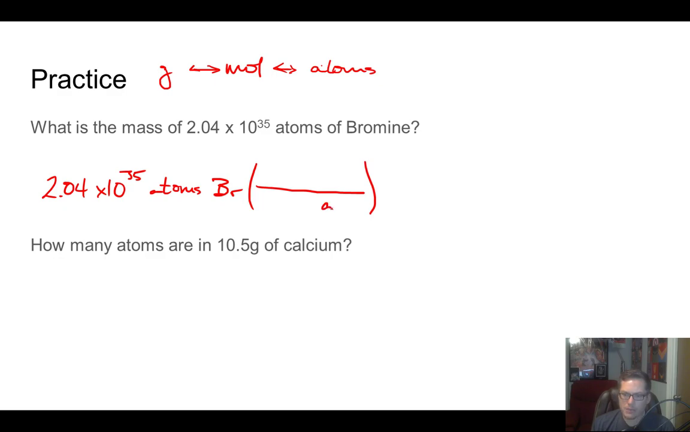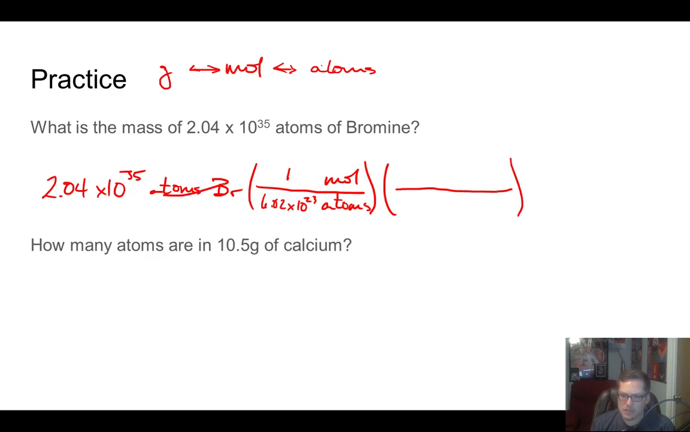So we'll put atoms on the bottom because that's where we're coming from and we need it to cancel, and we have to go to moles first, so we'll put moles up top. We know that for every 1 mole we have 6.02 times 10 to the 23rd atoms. That's easy. Now we have to go from moles to grams, and we use the molar mass. So, one more step.